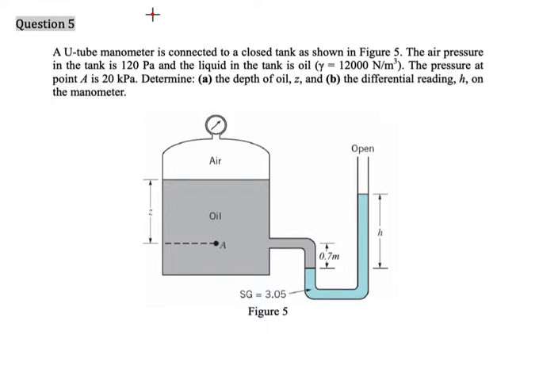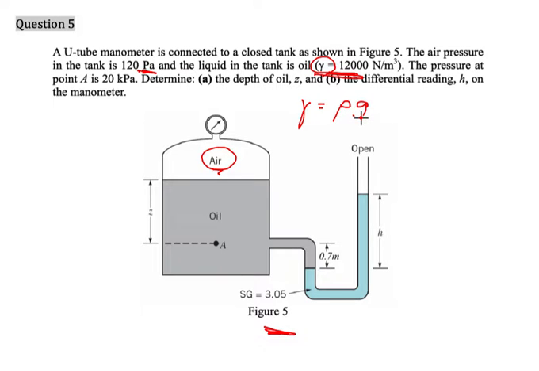This is question 5. A U-tube manometer is connected to a closed tank as shown in figure 5. The air pressure in the tank is 120 Pascal. So we have trapped air here with 120 Pascal, and the liquid in the tank is oil with gamma 12,000 here. So gamma here is the specific weight. So gamma here is equal to rho g.